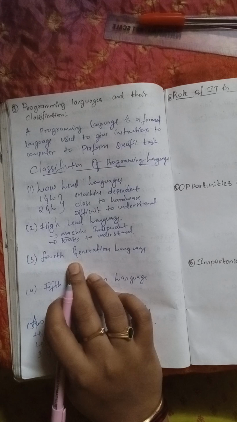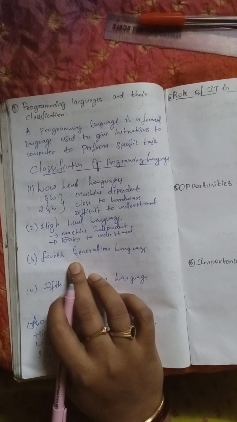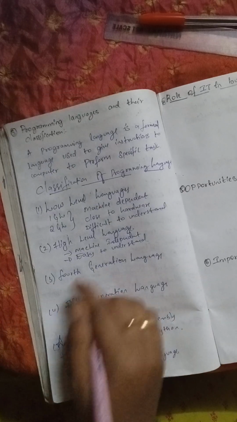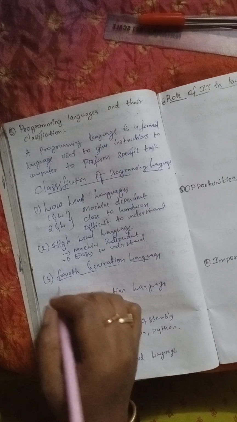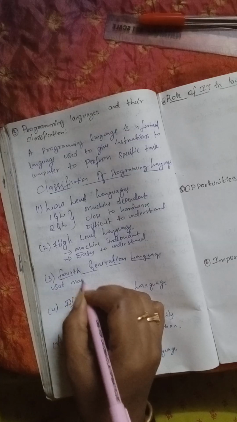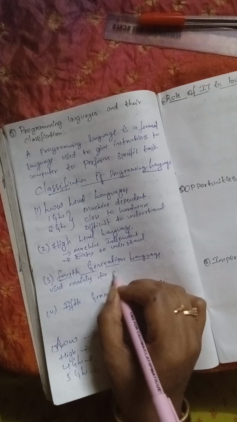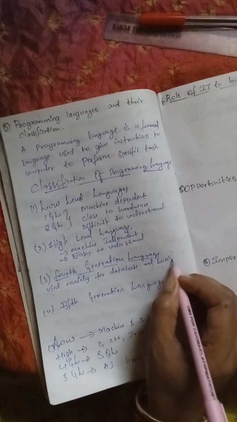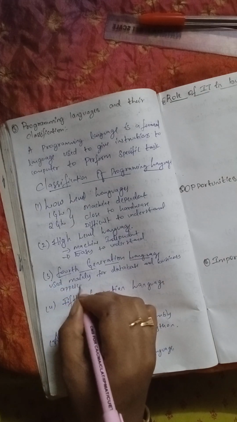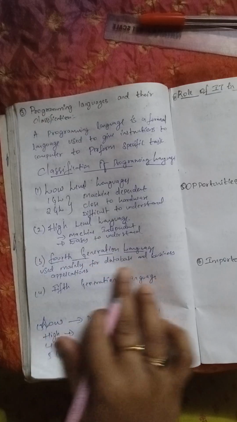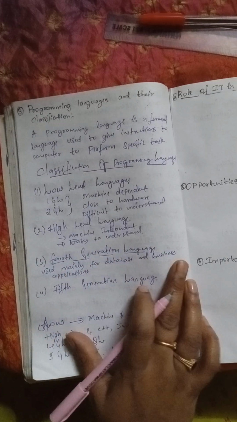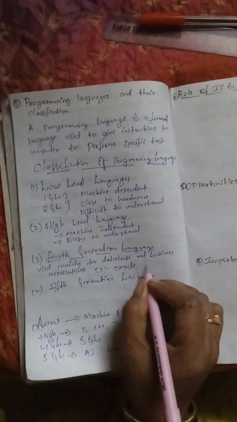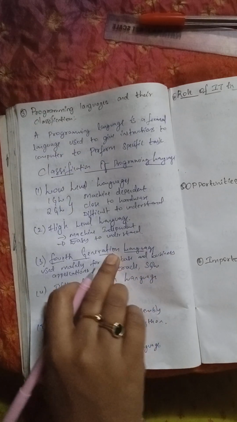Now let's talk about the fourth generation language, 4GL. As I said, SQL is an example. It is used mainly for database and business applications. Examples are Oracle tools and SQL.